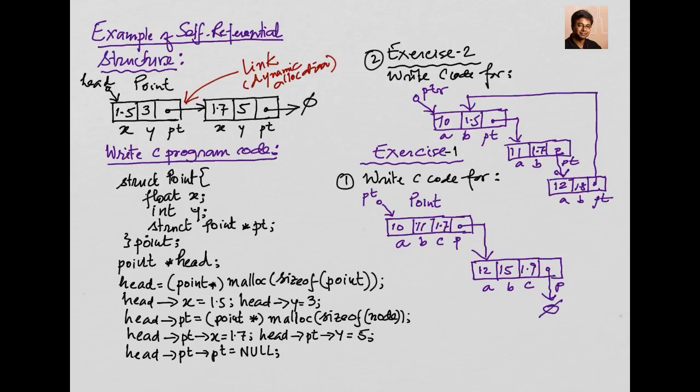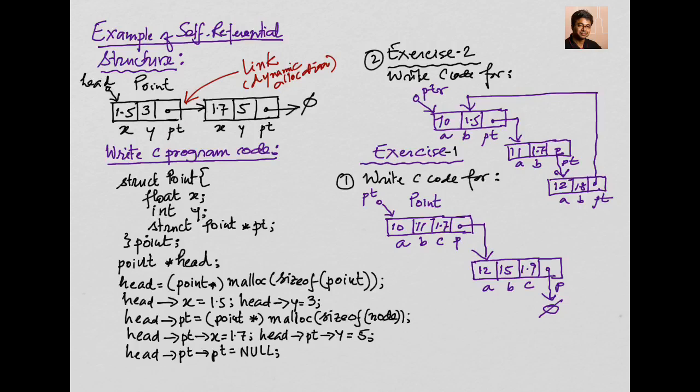Welcome. I'm very happy to present before you an example of a self-referential structure. In this particular example, we have one structure, point. This point has data members X and Y; X is of type float and Y is integer. And the third member is PT, which is a pointer of the same type. So it is a self-referential structure.